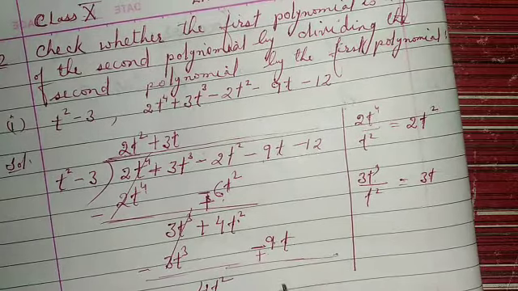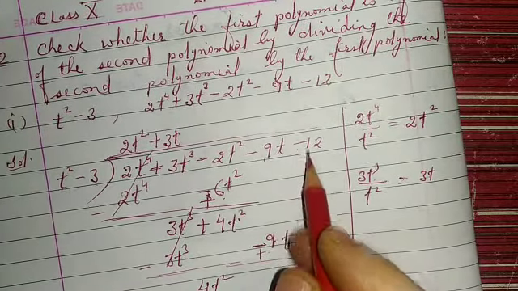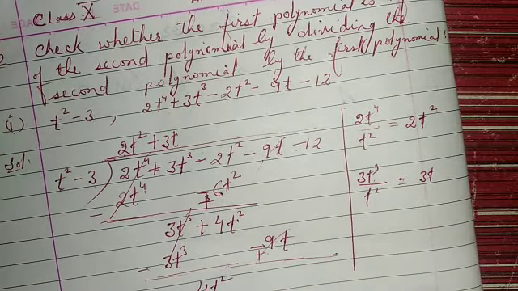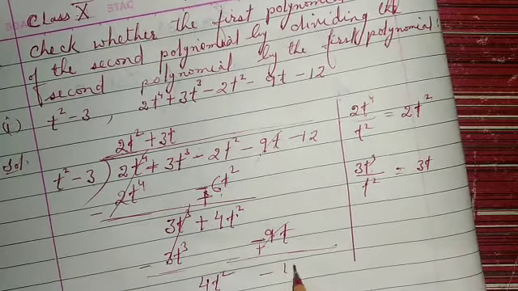So this will cancel. Only what is left here? This will be cancelled. So minus 12 is left. Minus 12.